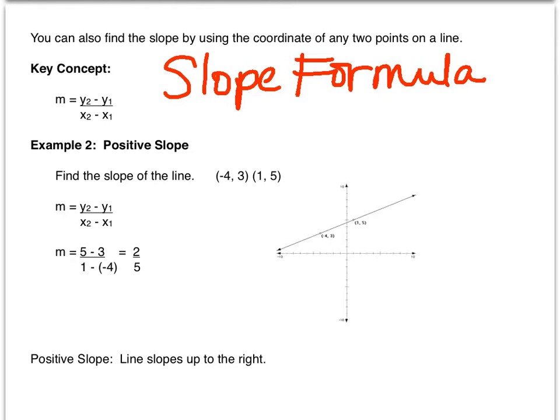In this example, we're given a line with 2 points. There are lots of other points on the line, but they've indicated 2 points for us, and that is negative 4, 3, and 1, 5. In order to use the slope formula, we need to name our points x1, y1, and x2, y2. Now it doesn't matter which pair you pick to be the 1s and which pair you pick to be the 2s, but they both have to be the same.